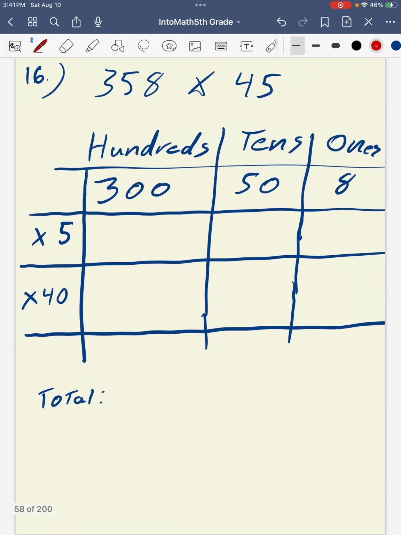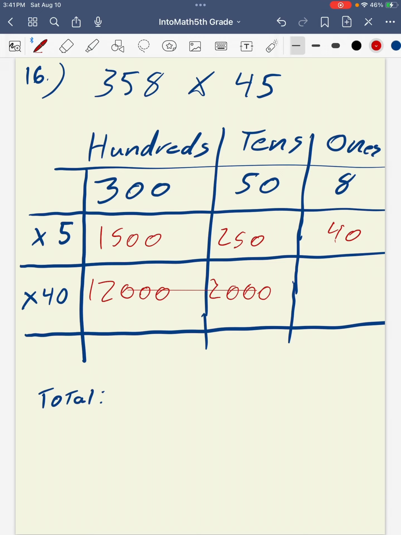Another way in which I can do this is breaking it down by multiplying my hundreds, tens, and ones. Starting with 5 times 300, that gives me 1,500. 5 times 50 is 250, and 5 times 8 is 40. Now I multiply by my tens. 40 times 300, that gives me 3 zeros here. 4 times 3 is 12. 40 times 50, 2 zeros here, followed by a 20 for 2,000. And 40 times 8 gives me a total of 320.